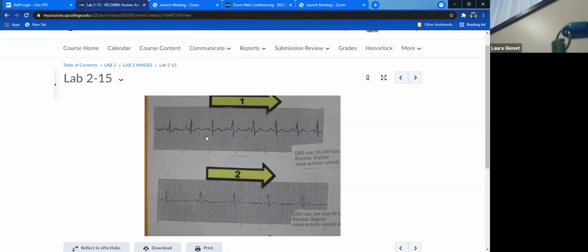If I see 8 full cycles in 6 seconds, then to find out how many are in 60 seconds, you have to multiply it by 10. All right, so it's within 60 to 100. It's a normal sinus rhythm.